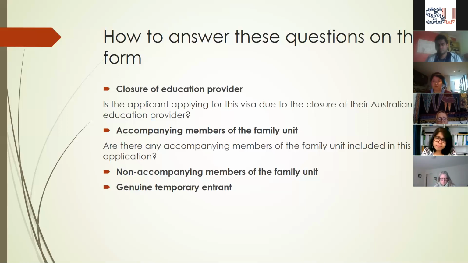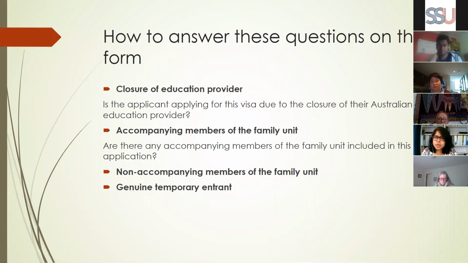The non-accompanying members of the family unit means, so the family unit member definition is again the same, but non-accompanying means they don't want to come to Australia with you at this stage, or they are outside Australia currently. So they are included under non-accompanying members of the family unit. And the question also asks for other relatives such as siblings and both parents. You will need to provide that information under other family members.